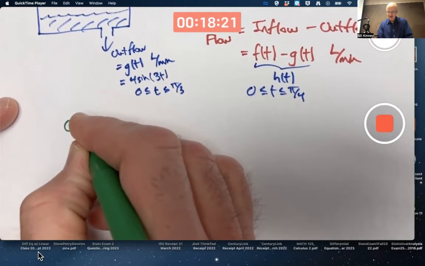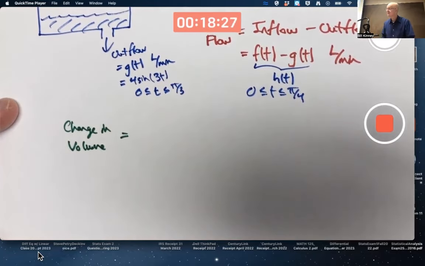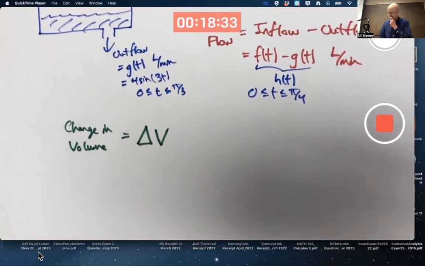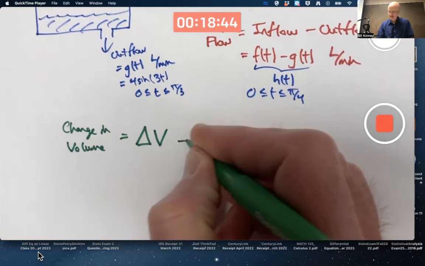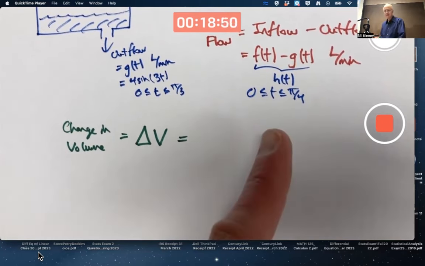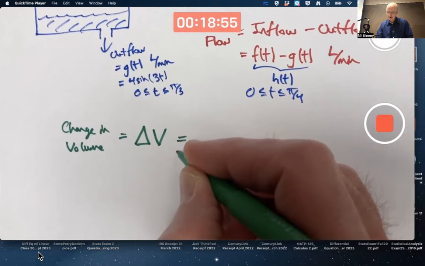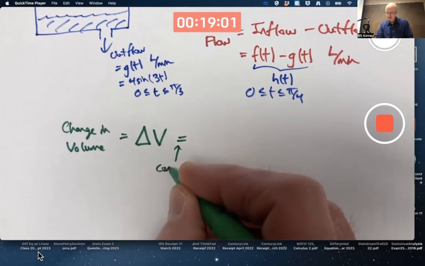The change in the volume is what the integral represents. Symbolically, people would often write that as delta V, right? Capital Greek letter delta, looks like a triangle, is the common letter used for change in volume in this case, is the integral of the net flow. But before I write down the integral of h of t, I want to write something else. I'm going to write what I'm going to call a conceptual equation.